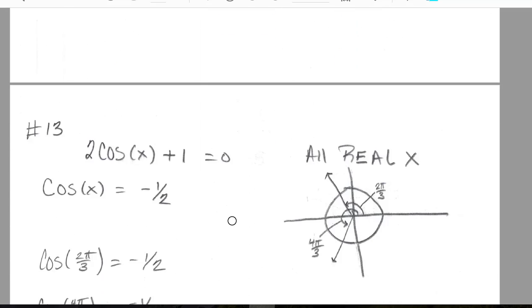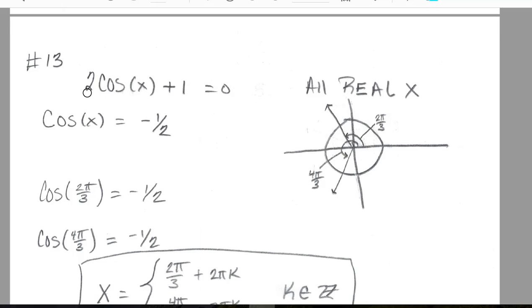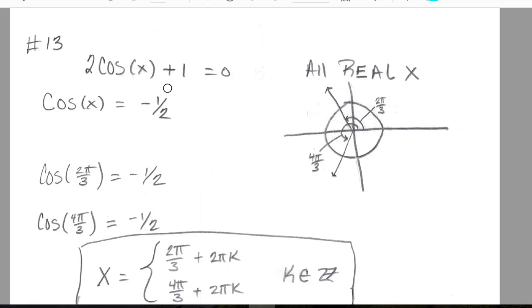Okay, for number 13. Here I'm asking, when does 2 times cosine of x plus 1 equal 0 on all real numbers for x? So I solve for cosine. I subtract 1 from both sides, giving me -1, and then I divide both sides by 2, so I get cosine of x is equal to -1/2.